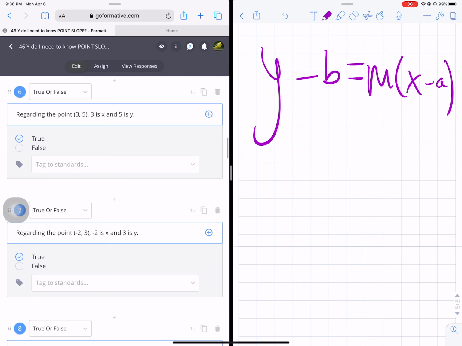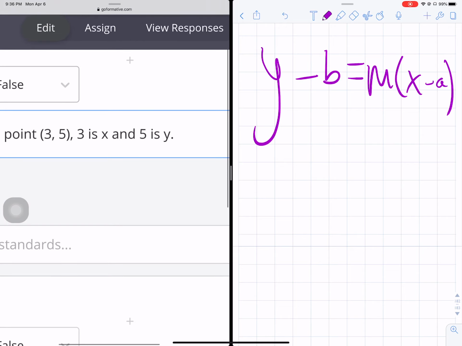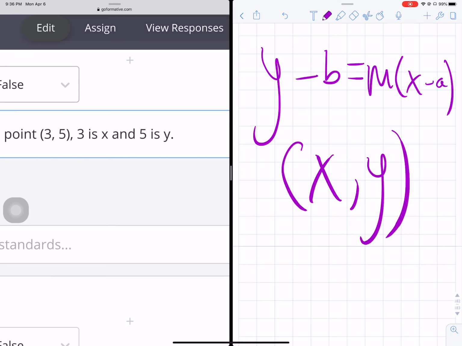This one, regarding the point (3, 5), 3 is the x and 5 is the y, true or false? And this is again testing, do you know which one's x and y? That's super important. This keeps coming up. x is first on that.